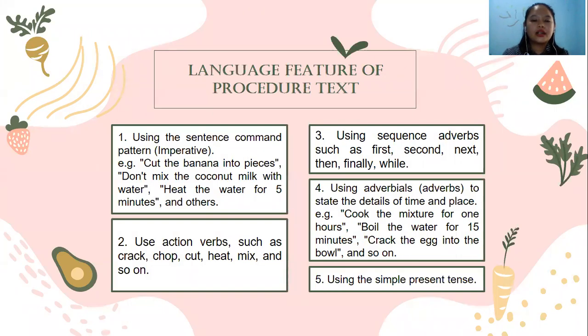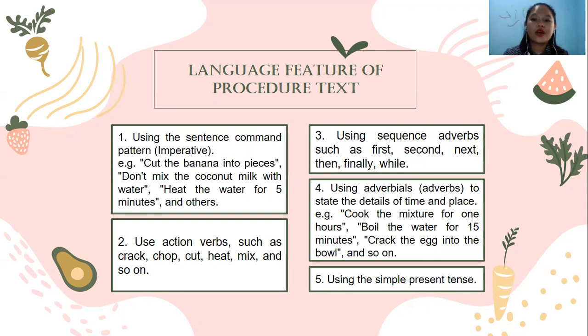So here are the language features of procedure text. The first is using the command pattern sentence, or imperative. For example, cut the banana into pieces. Don't mix the coconut milk with water. Heat the water for 5 minutes, and others. Then use action verbs such as crack, chop, cut, heat, mix, and so on.